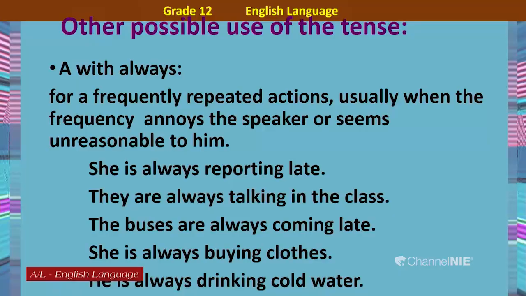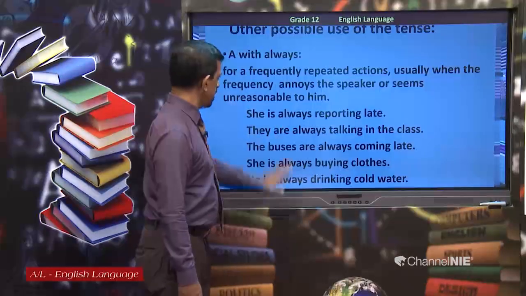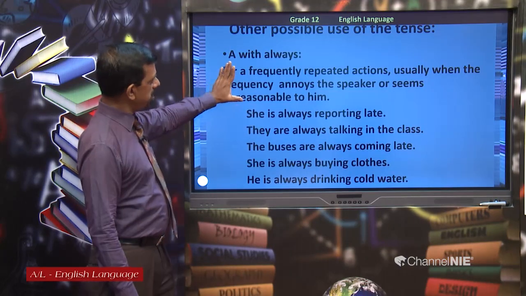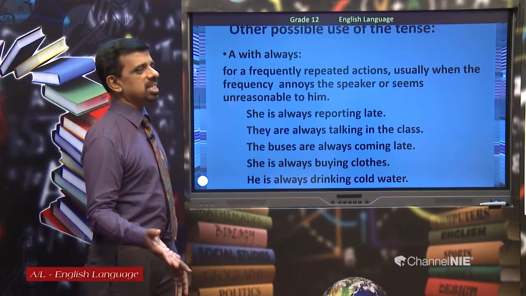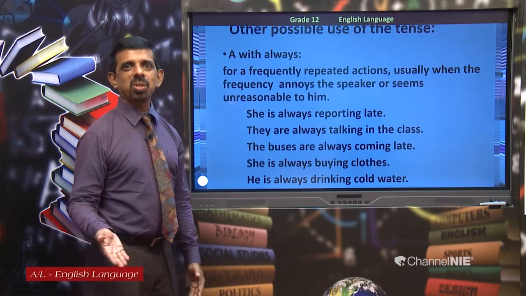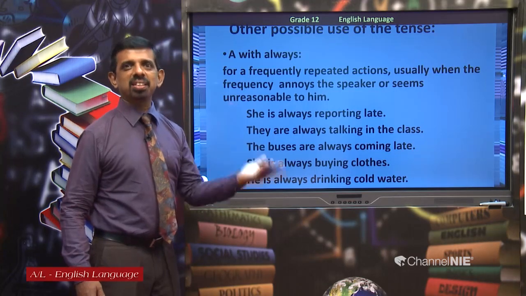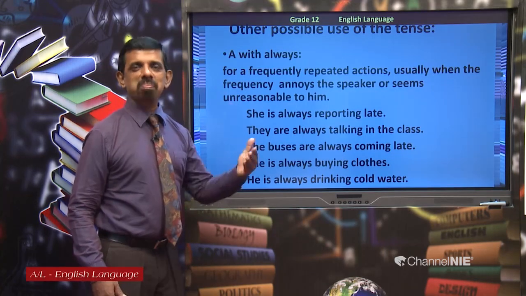Look at these sentences. She is always reporting late. They are always talking in the class. The buses are always coming late. She is always buying clothes. He is always drinking cold water. So before the verb with ing, we have the word always, and with that we make sure the listener understands that you are irritated, you are not happy with the action that the other person is doing. Maybe you are annoyed.